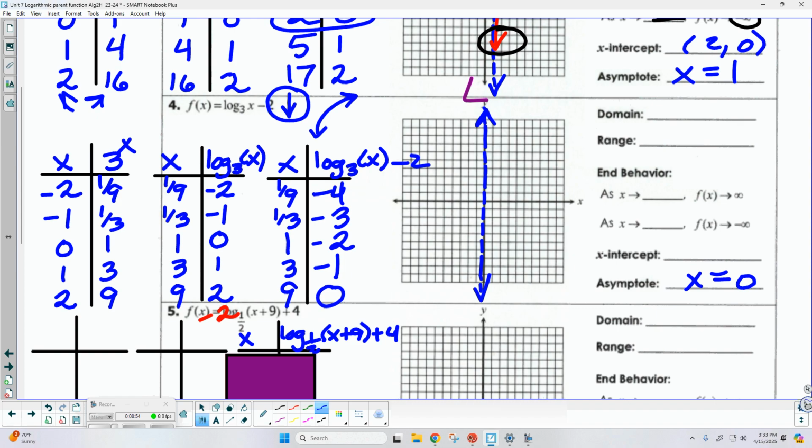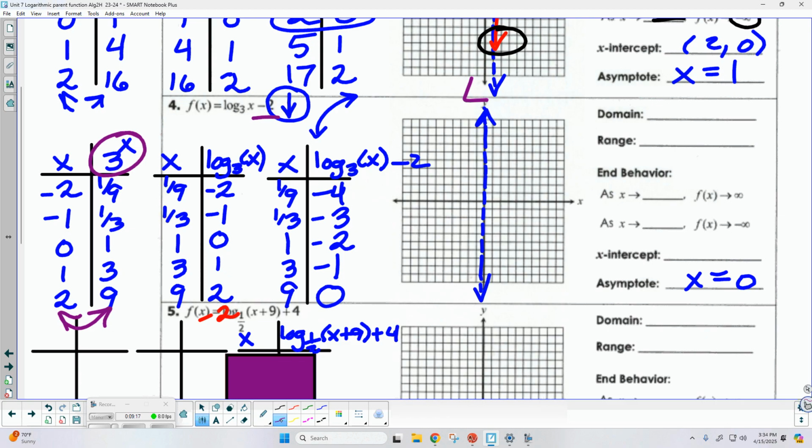Now, you may even get to the point where you don't need multiple tables like this. Maybe once you get the exponential, as you switch the x's and the y's, you'll be comfortable enough to apply those transformations. Completely up to you. If you want to take it so you can organize, that's fine.